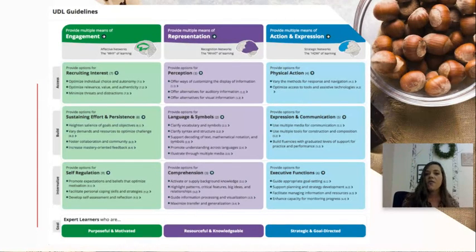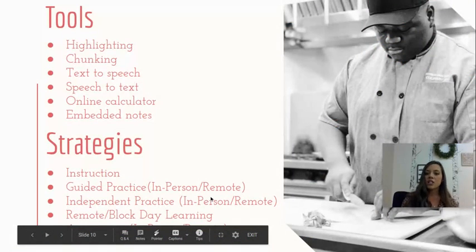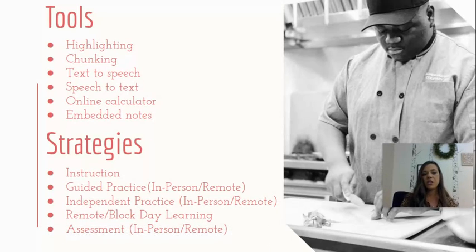We also have action and expression. This is provided for the actual physical action. So various methods of response and navigating through, and then how to optimize access through tools and assistive technologies. So such as our Chromebook meets one of those standards, along with the text-to-talk assistant that is used as a part of the Google Suite. There are some tools here that we can utilize from the UDL as part of our strategies for instruction.